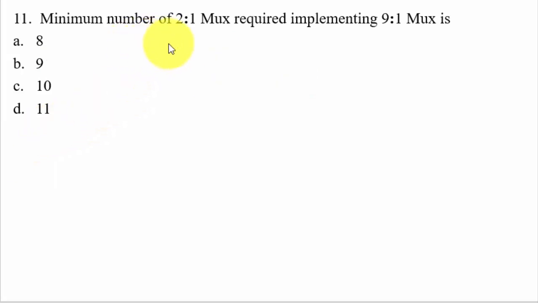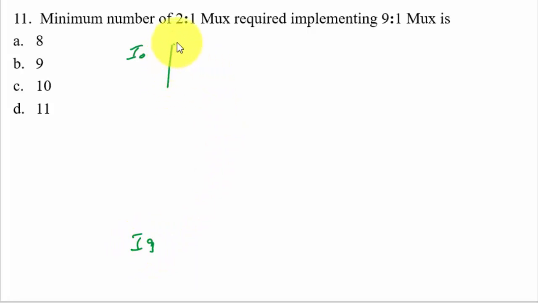Moving on to 11th question, what they have given is the minimum number of 2:1 multiplexers required to implement a 9:1 multiplexer, they are telling. So how many inputs are there? You have 9 inputs ranging from I0 to I9.